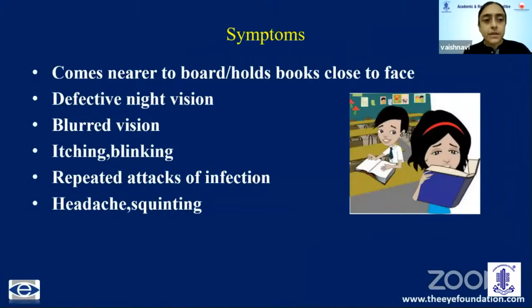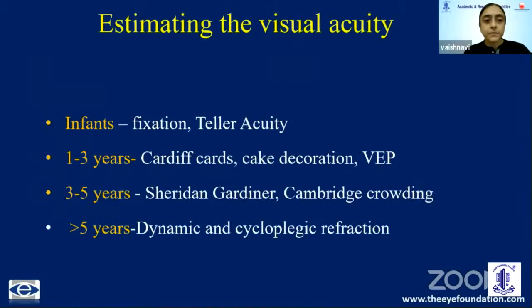So, what are the common symptoms? The child can come nearer to the board or hold books close to the face. It can present with defective night vision. It can have blurred vision, can present with itching, blinking, and there can be repeated attacks of infection.